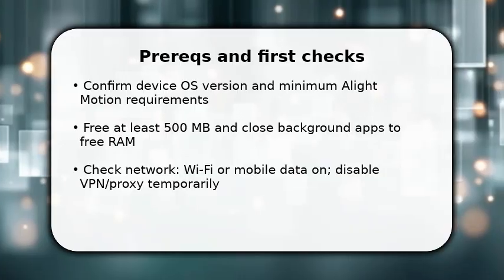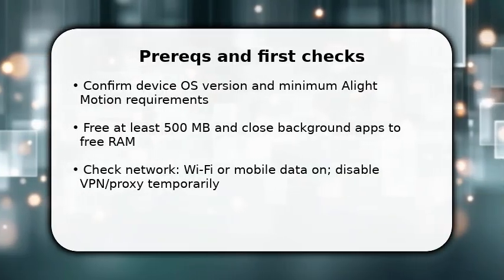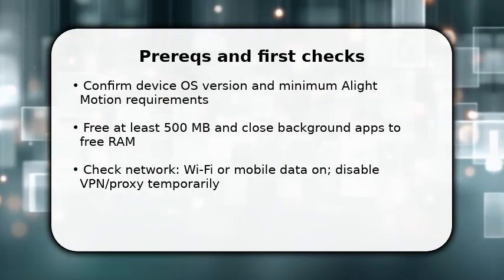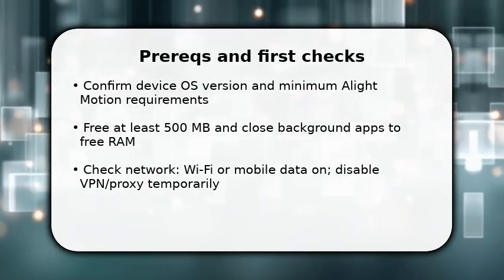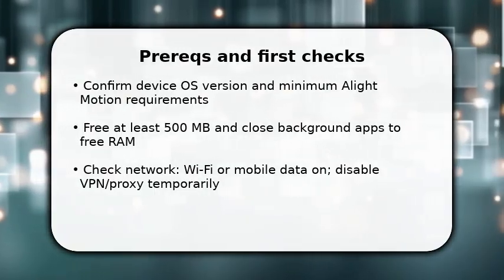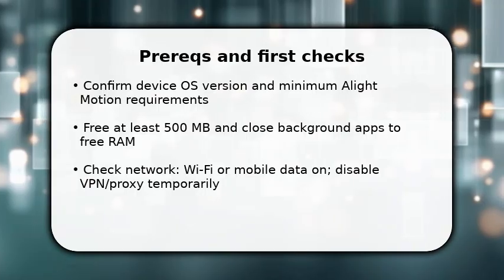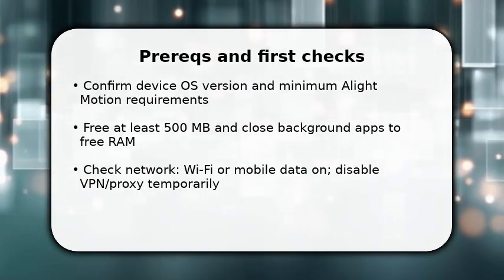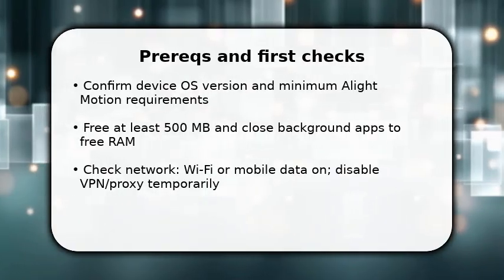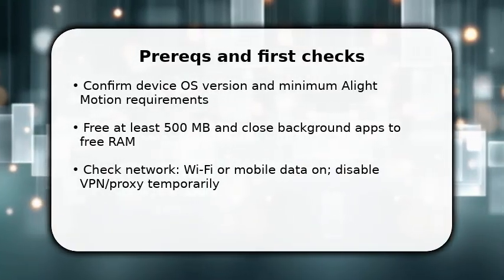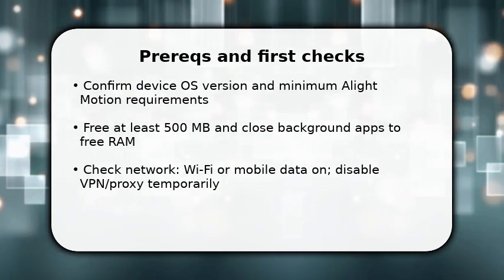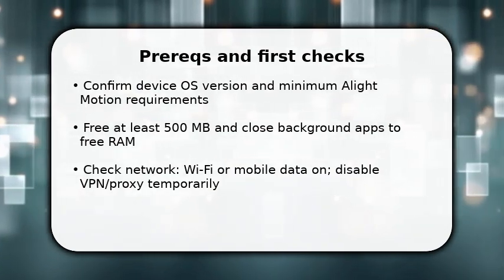You start by verifying prerequisites because many launch failures are environmental. Check your OS and app version and make sure Alight Motion supports your device. Outdated firmware often blocks startup. Once done, free at least 500 MB of storage and close heavy background apps so memory isn't the bottleneck. Also confirm network access. Disable VPN or proxy briefly because activation or asset downloads can stall. These quick checks remove common roadblocks and prepare you for deeper fixes.